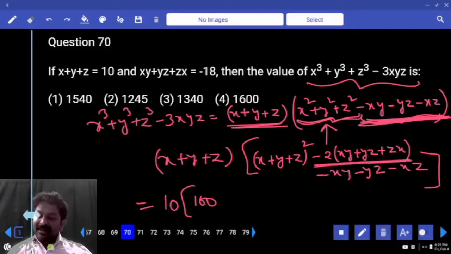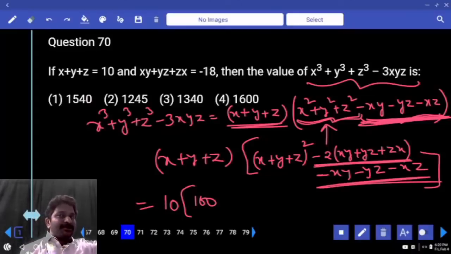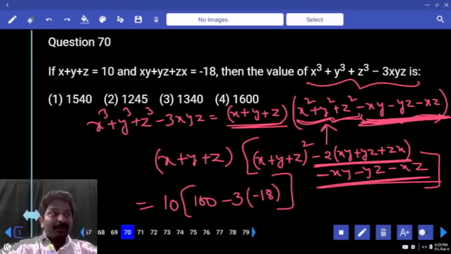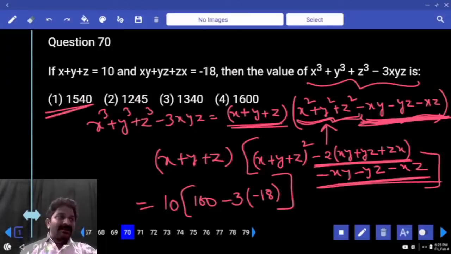This is negative, and this is also negative, right? Come on, on top there is 2 times, and below there is 1 time, correct? So that we can write it as minus 3 times of (xy plus yz plus zx). How much is that value? Minus 18. Minus 3 into minus 18 is 54, plus 100 is 154, into 10. 1540, first option. Algebraic equation.